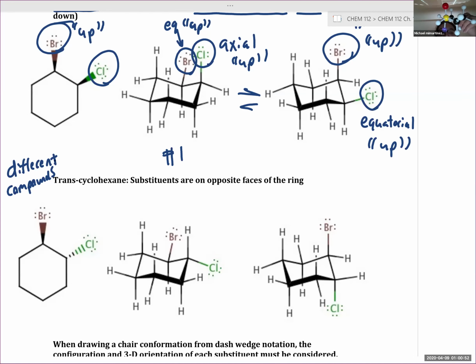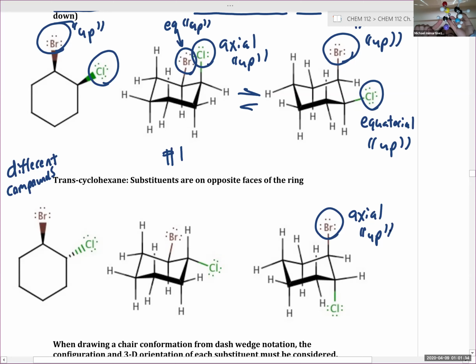Okay, so here we go. Here's our trans stereoisomer. Now my question to all of you is, what substituent is pointing up currently? Our bromine in red or our chlorine in purple? Yep, bromine. So it's axial, quote unquote, up.